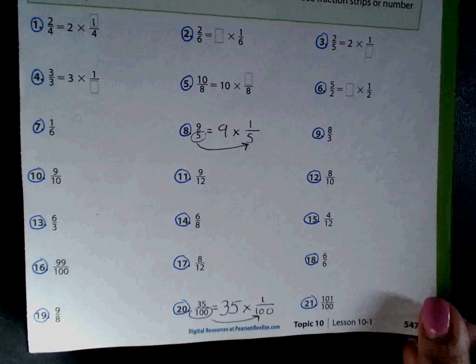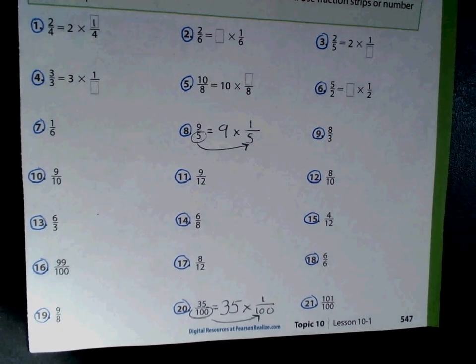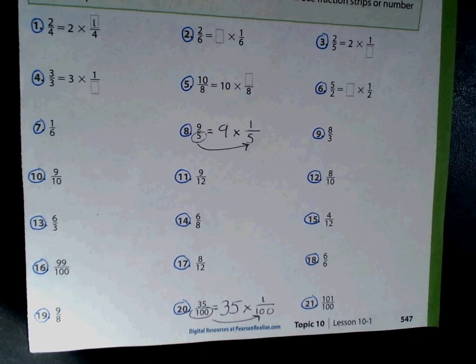Just go ahead and follow the same pattern to complete numbers 1 through 21. And we are here for you if you need help with any of your assignments. Just reach out via Dojo or email.